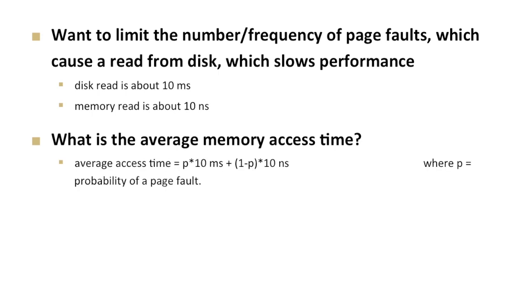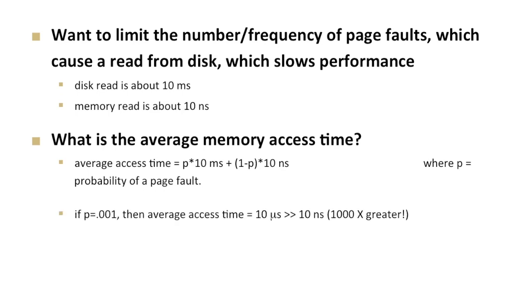So how can we calculate what the average access time is? Well, we can use the probability of a page fault occurring. Access time is the amount of times that a page is in memory, in which case we can do it in 10 nanoseconds, and the probability that a page needs to be loaded. So P is the probability of a page fault. If we have a page fault, it's going to take us 10 milliseconds. If we don't have a page fault, the 1 minus P, then it's only going to take us 10 nanoseconds.